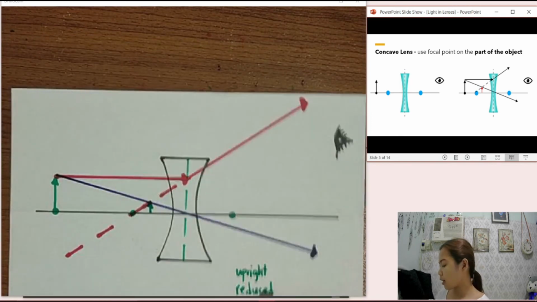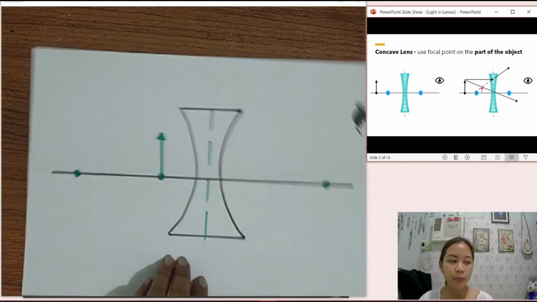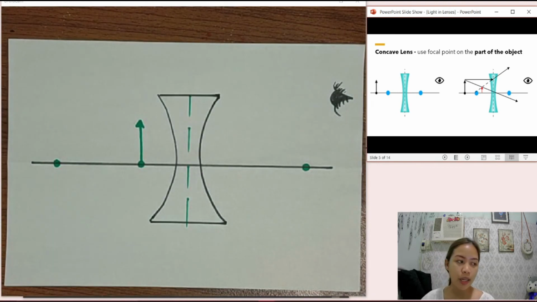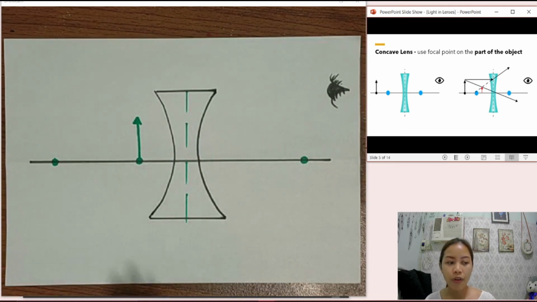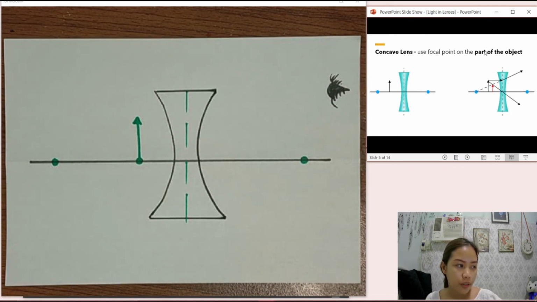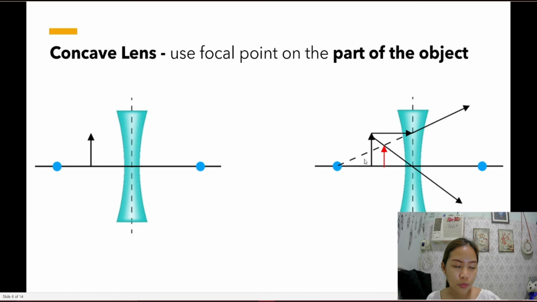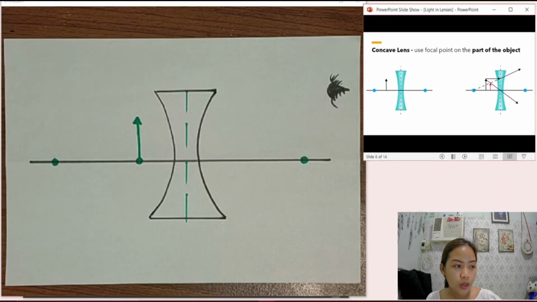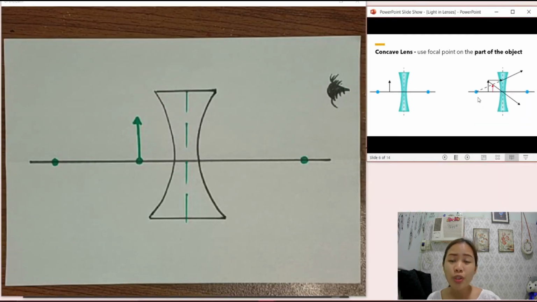So let us have another example. By the way, in our first example, we had a shorter focal length compared to the object distance. This time we have a longer focal length compared to the object distance. So here it is for our next example. This is the image formed. Okay, so how do we do this? The same pattern will be followed.